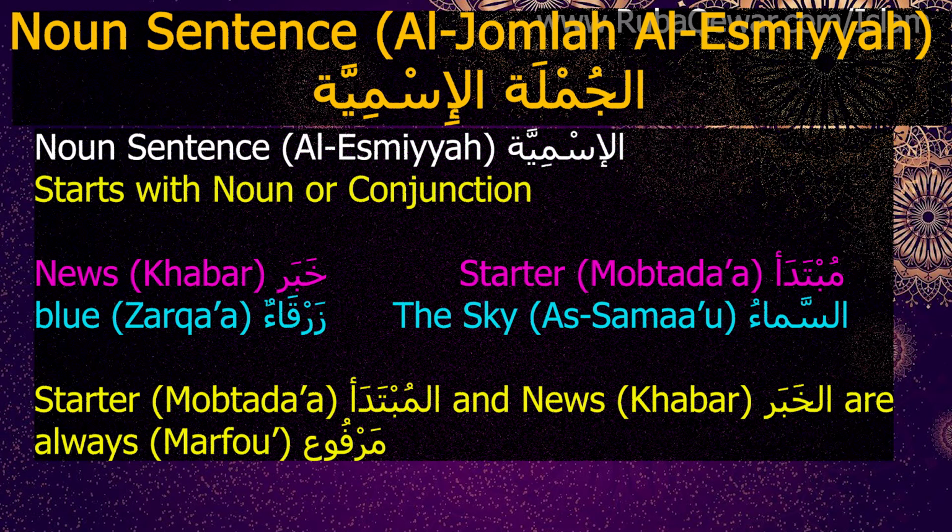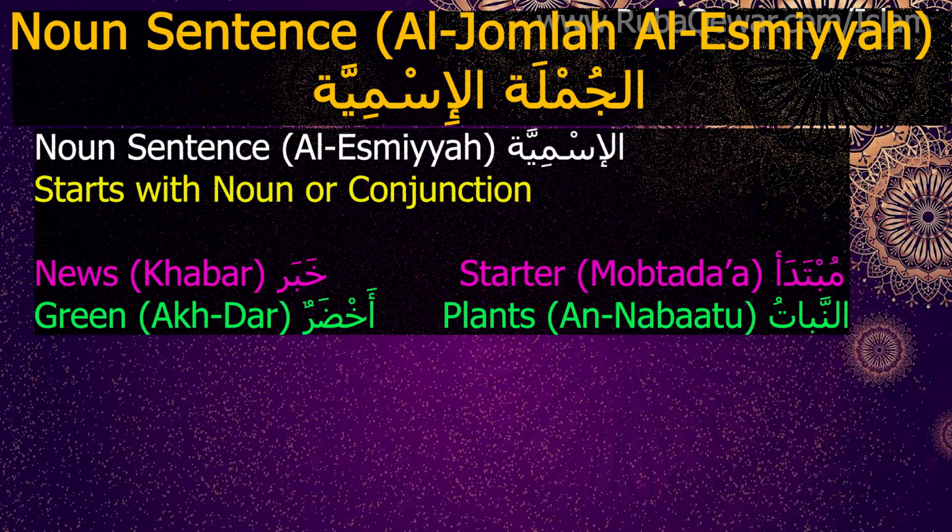Here is a rule. مبتدأ and خبر are always مرفوع, with Dhamma, only if it's singular. Of course, if it's dual, it's different. I'm going to give you a word, النبات, means plant. أخضر means green. So when I say مرفوع, what is it supposed to be? النبات and then أخضر.